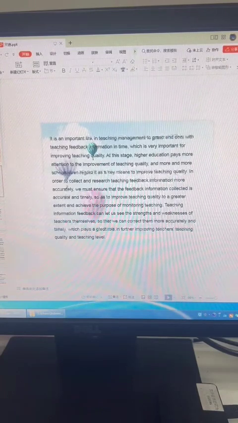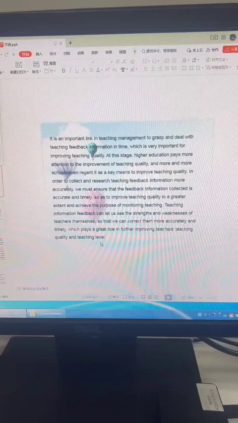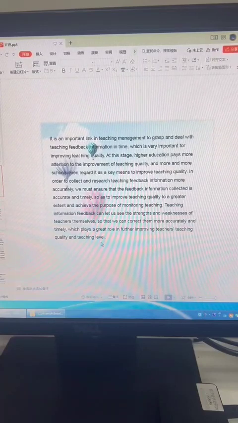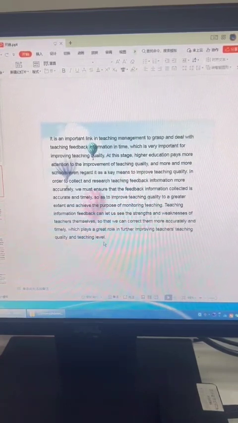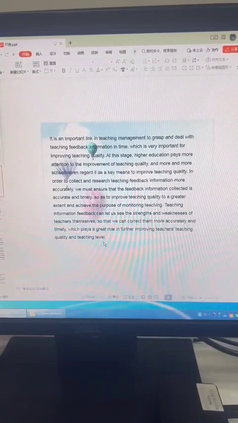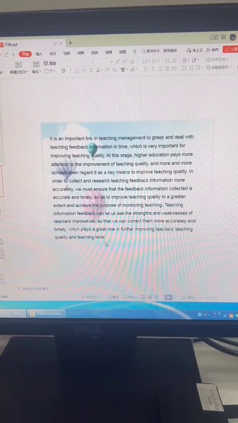It is an important link in teaching management to grasp and deal with teaching feedback information in time, which is very important for improving teaching quality. At this stage, higher education pays more attention to the improvement of teaching quality, and more schools even regard it as a key means to improve teaching quality.